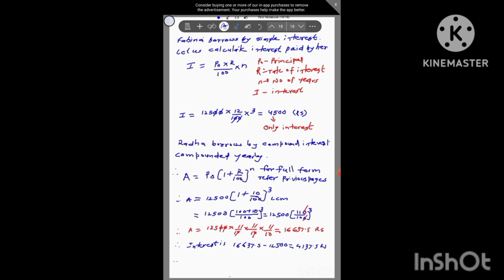4137.5. So we need to calculate. In the above case we calculated only interest. Here it is amount minus principal, and we get interest. Don't get confused in this. And 4500 minus this. So Fabina pays more. Fabina paid more. The answer is simply 362.5.